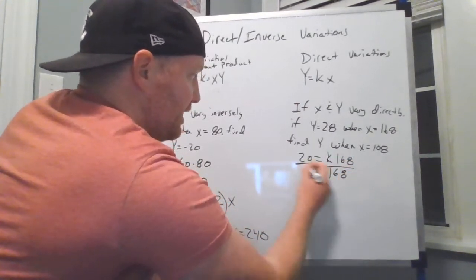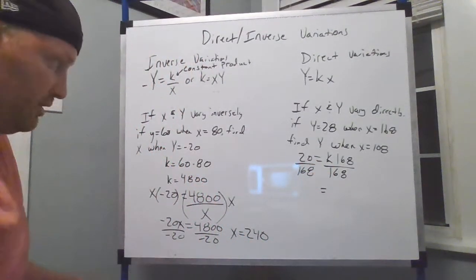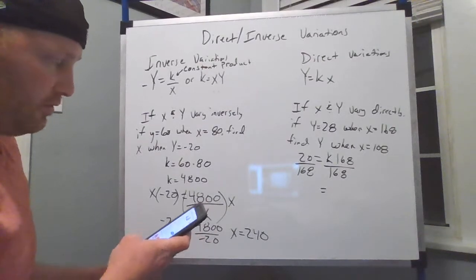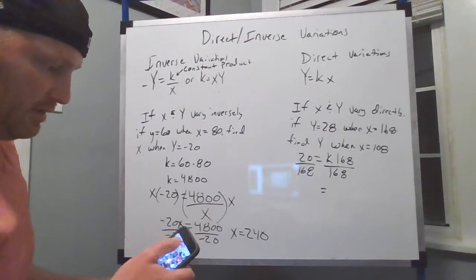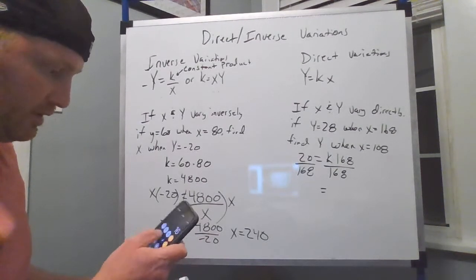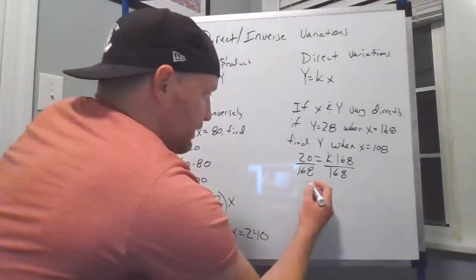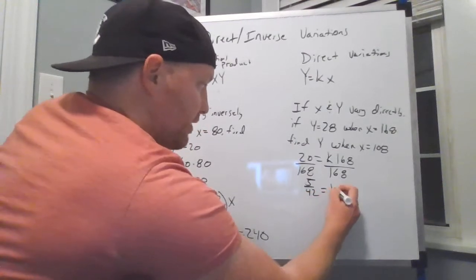Divide that 168 out on both sides. And let's see how this reduces. I believe it does. Maybe not all the way, but I know I can divide out a 4 out of top and bottom to make this into lowest terms. So 168 divided by 4. And then I get this reduced to 5 over 42 equals our k.